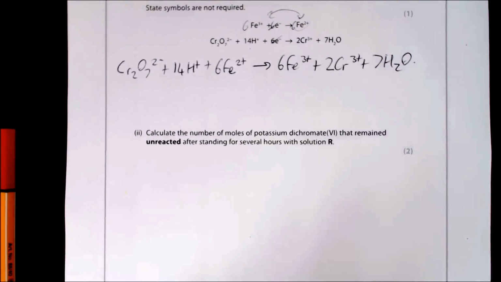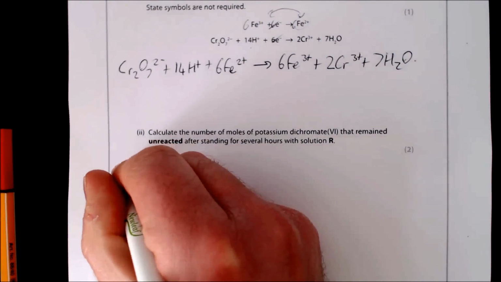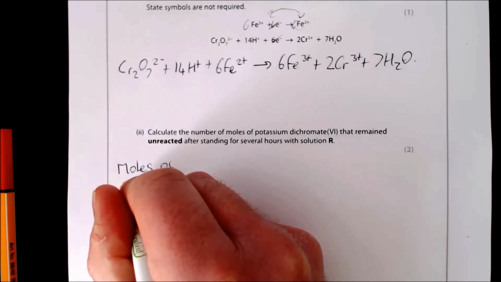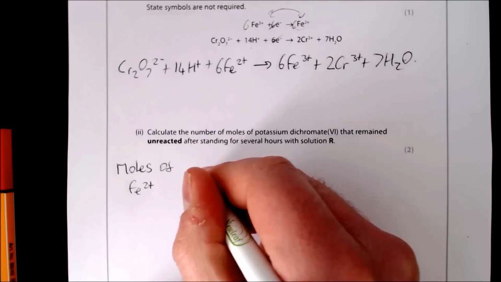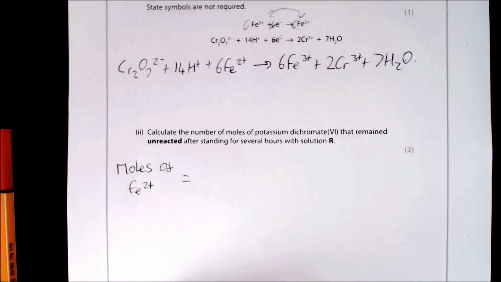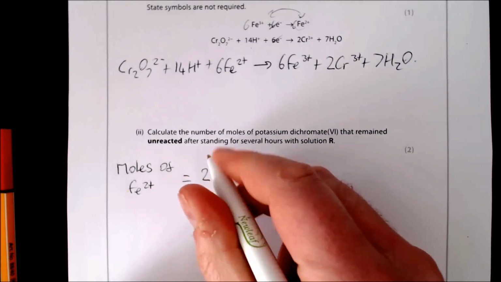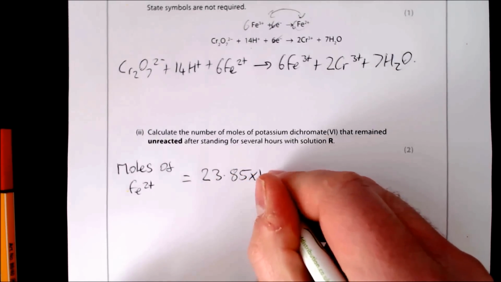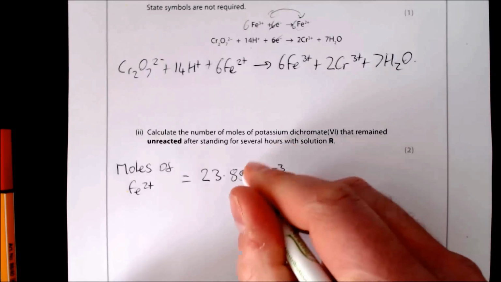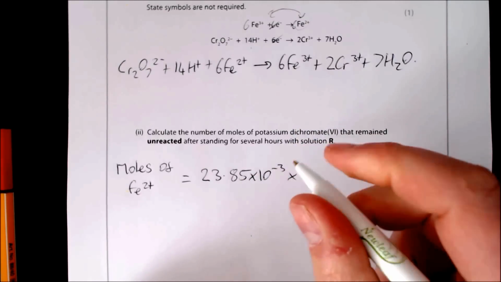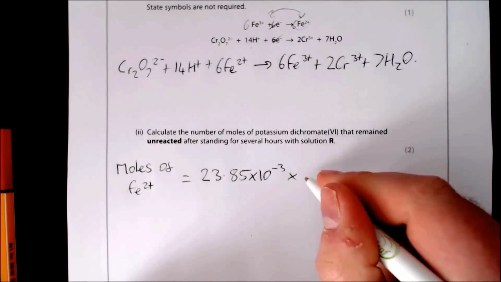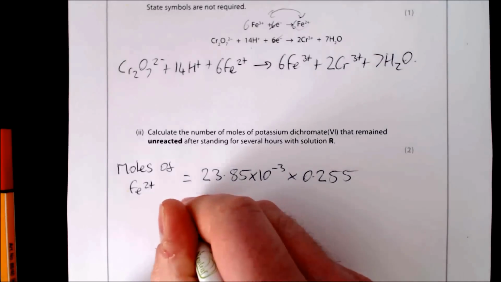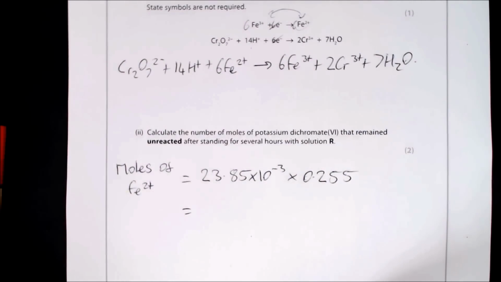So, let's write it down. Moles of Fe2+. The moles is going to be concentration times volume, I'm just going to do it the other way around. The volume is 23.85, which has to be in decimeters cubed, so I'm going to stick that on the end, which is the same as dividing by 1,000. And we multiply that by the concentration, which is 0.255. Let's stick that into our calculator.